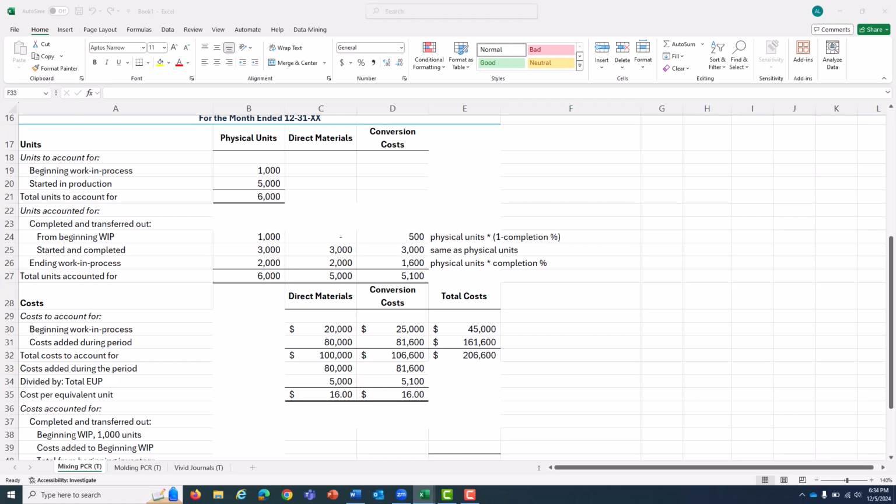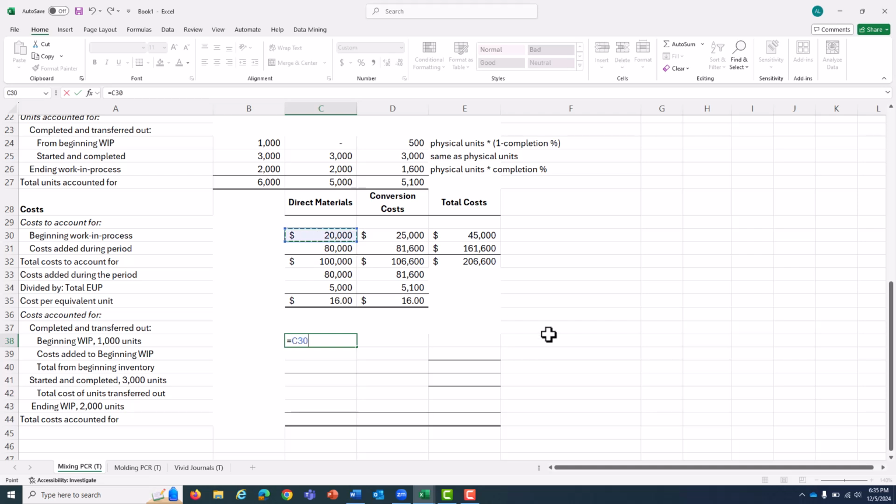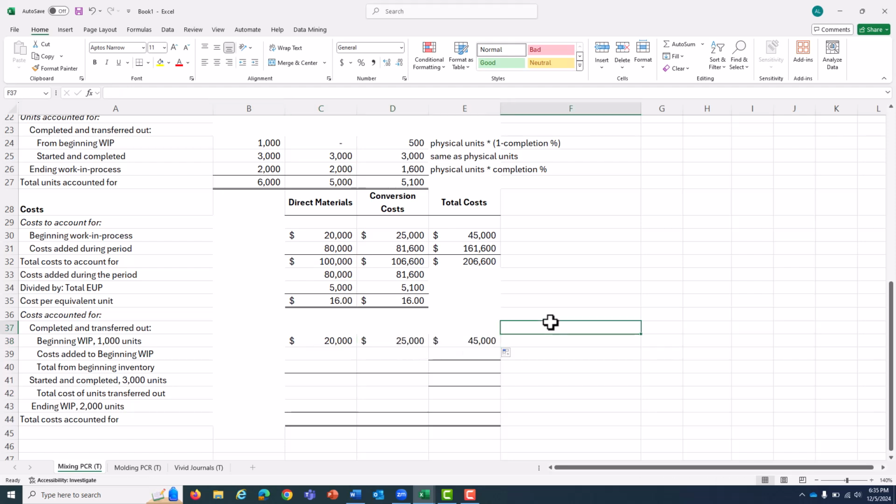Well, now that we have that, we can use that information to figure out where this $206,600 worth of costs ends up. From beginning WIP over here, we are going to start with the costs that were already in beginning WIP, the 1,000 units at the beginning of the period. We have that right up here. The units in beginning WIP had $20,000 in material costs, $25,000 in conversion costs, for a total of $45,000 worth of costs already committed to them.